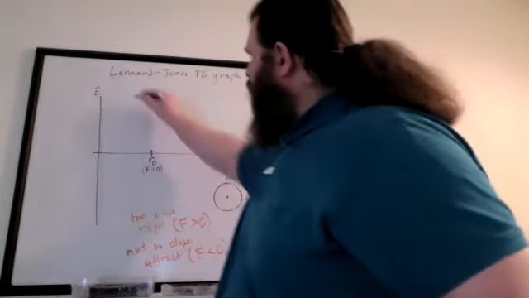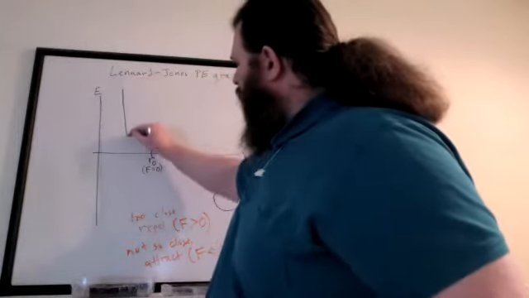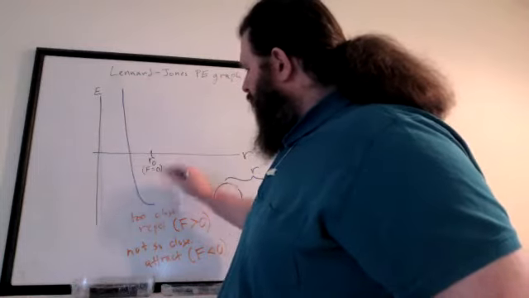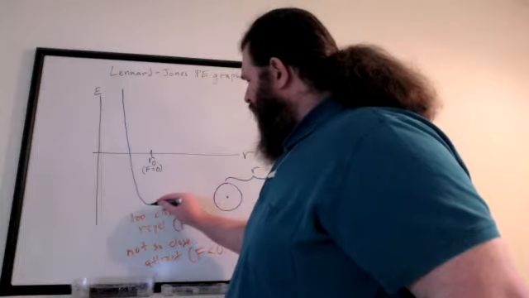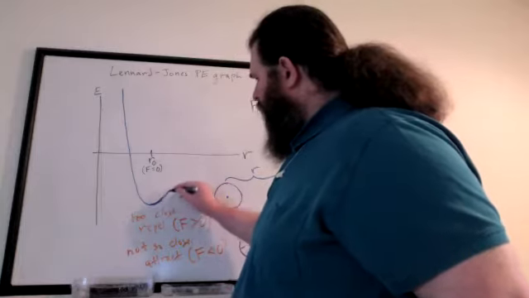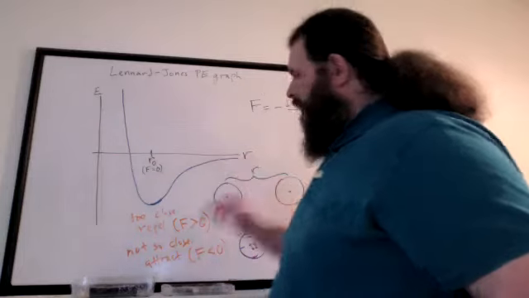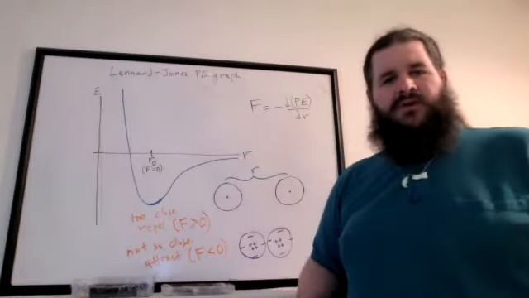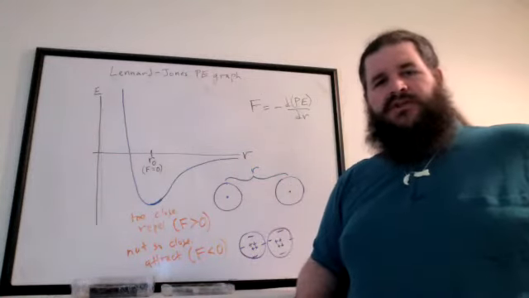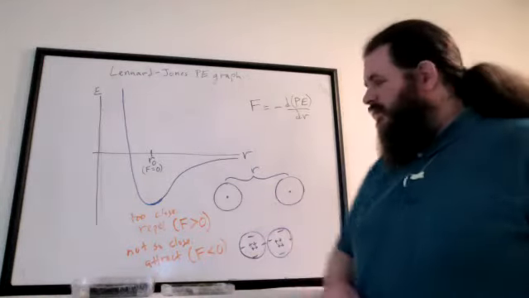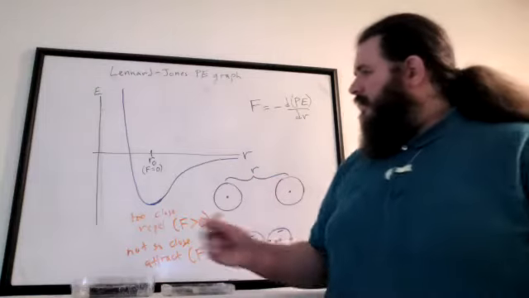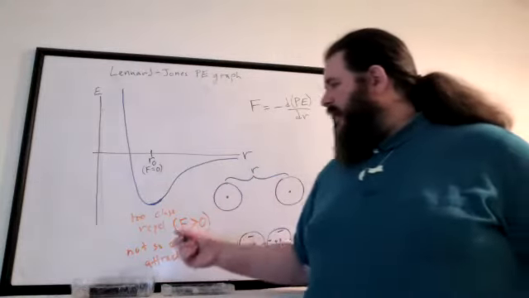We're going to have a steep decrease, then leveling off, getting completely flat at R naught, and then rising again, slowly, then quickly, but then leveling off to the axis as our asymptote. So there's our Lennard-Jones potential graph. This is the potential energy associated with the forces between these two atoms. And note that this corresponds to the forces we've got.